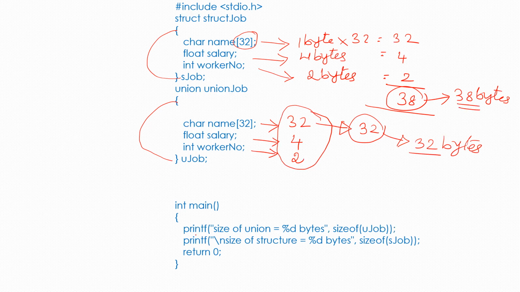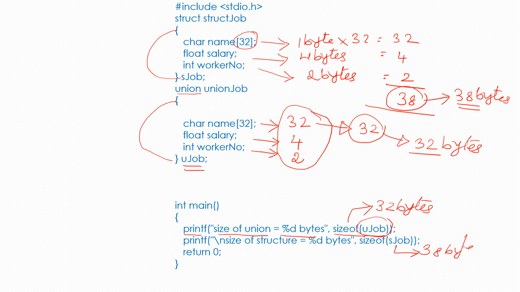So here printf size of union %d bytes, size of u job. So what is this u job? u job is a variable for union. The bytes occupied by this one is 32. So here this answer is 32 bytes. Next, size of s job. This is nothing but a structure. So the structure will occupy 38 bytes.